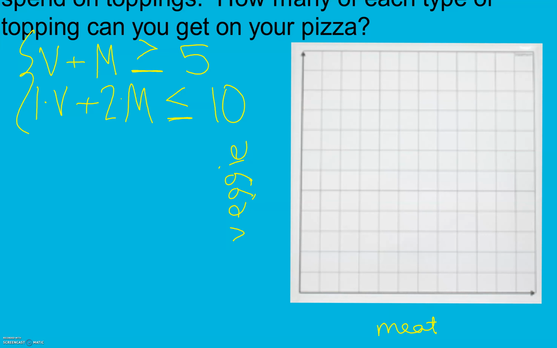Now, if I, for my first equation, just want veggies, don't want any meat, I could have 5 as my intercept for veggies. Okay, if all I got were veggies, I could have at least 5. Now let's say all I got was meat and I got no veggies. I could have at least 5 meat.